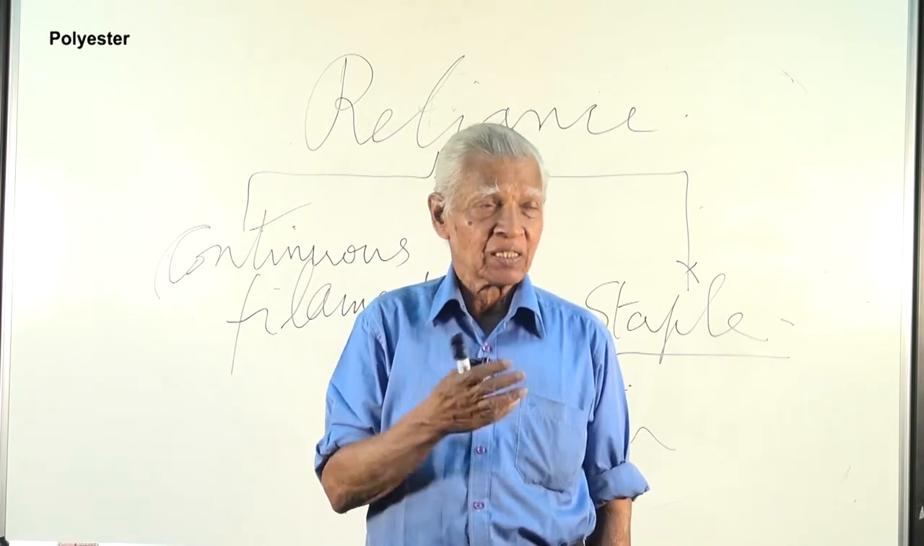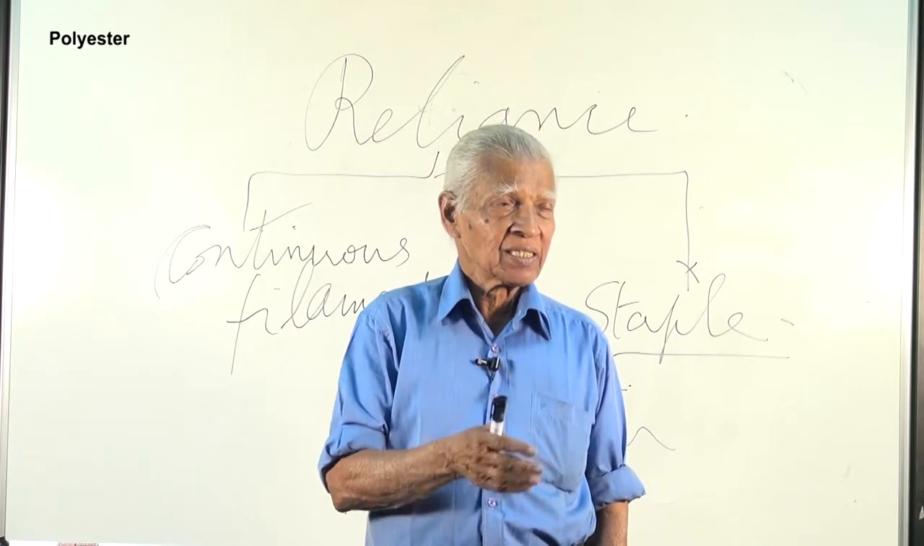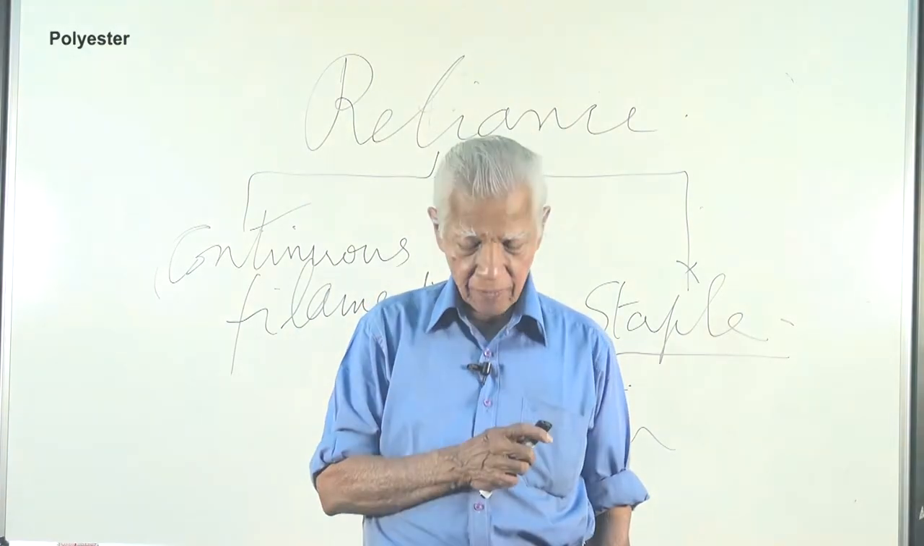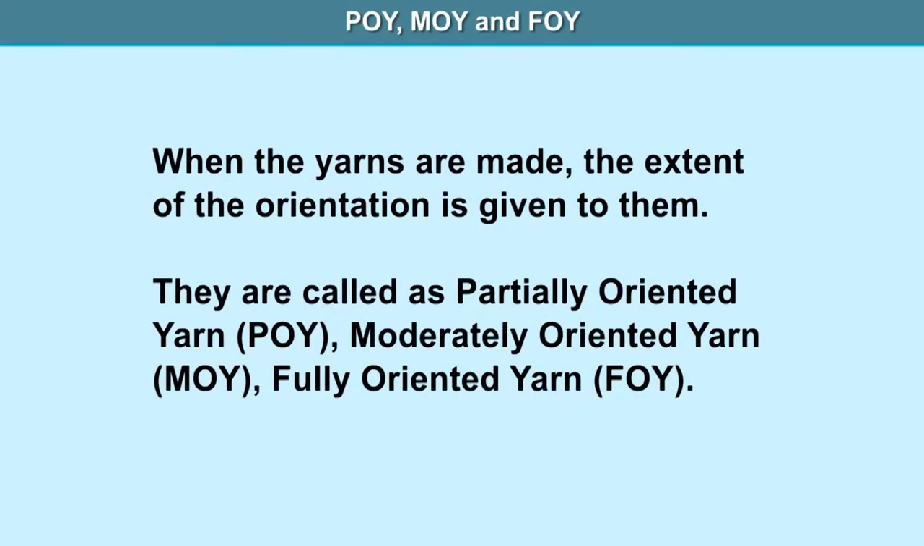And the feedstock for this draw texturing process is the POY, that is partially oriented yarn. Now, when the yarns are made, a certain extent of orientation is given to them, which makes them called POY, MOY or FOY. What is POY? Partially oriented yarn. MOY, moderately oriented yarn. Fully oriented yarn, FOY. That is the designation given to that yarn. There are texturing industries run by the Reliance company to make the textured yarn.